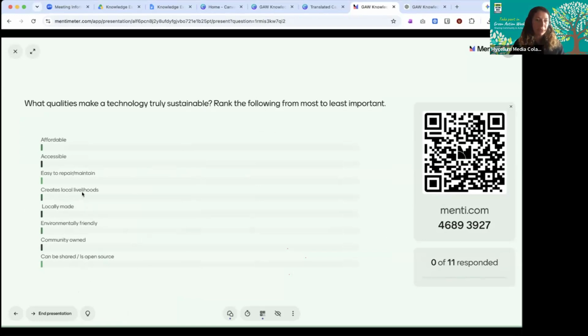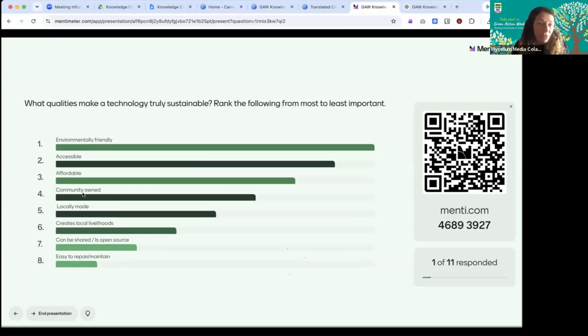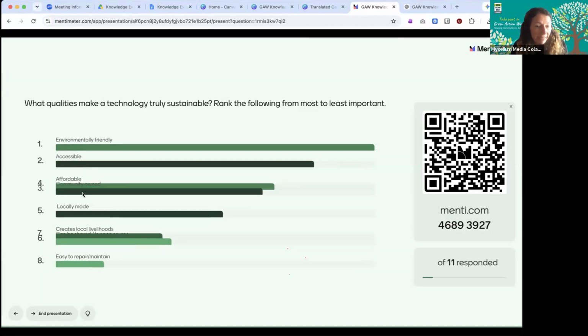So you just need to reorder these. The qualities that make technology truly sustainable: affordable, accessible, easy to repair or easy to maintain. Okay, so the top one currently is environmentally friendly. And next up is accessible and affordable, community owned, locally made, and then creates local livelihoods.